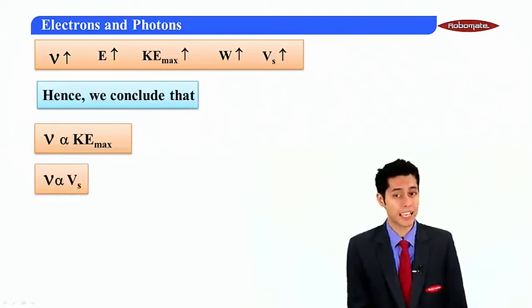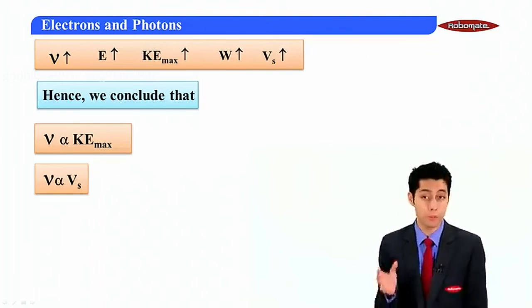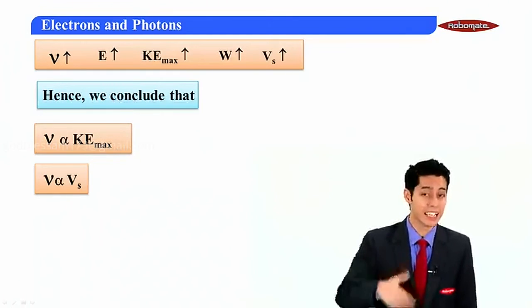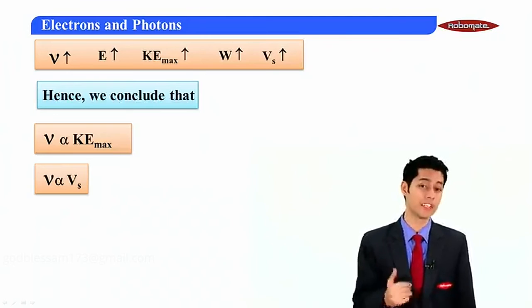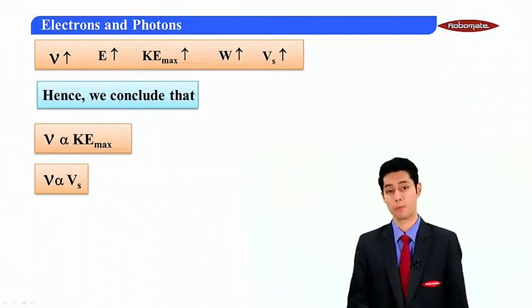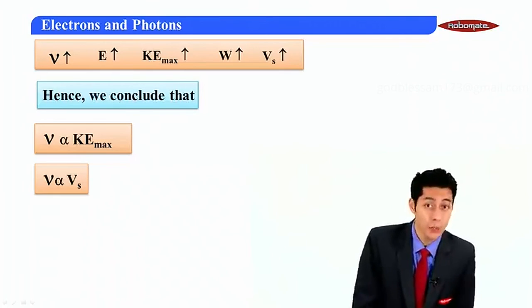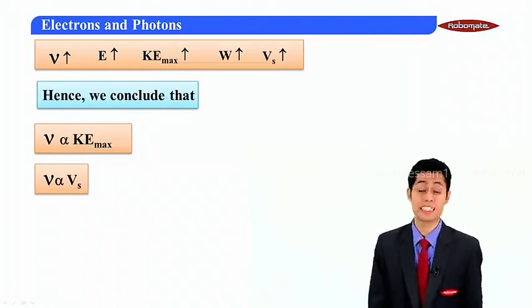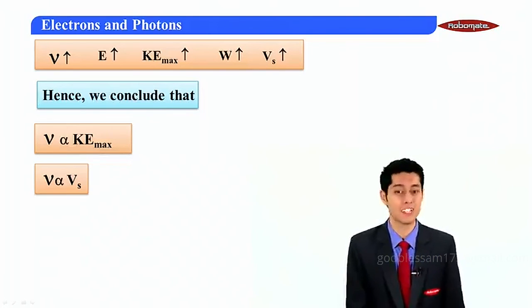Also, we can say that frequency is directly proportional to stopping potential, because we know that an increase in frequency results in an increase in kinetic energy, and hence we require more work done, and hence more stopping potential. So students, with the help of this module, we conclude that frequency is directly proportional to stopping potential as well as maximum kinetic energy.